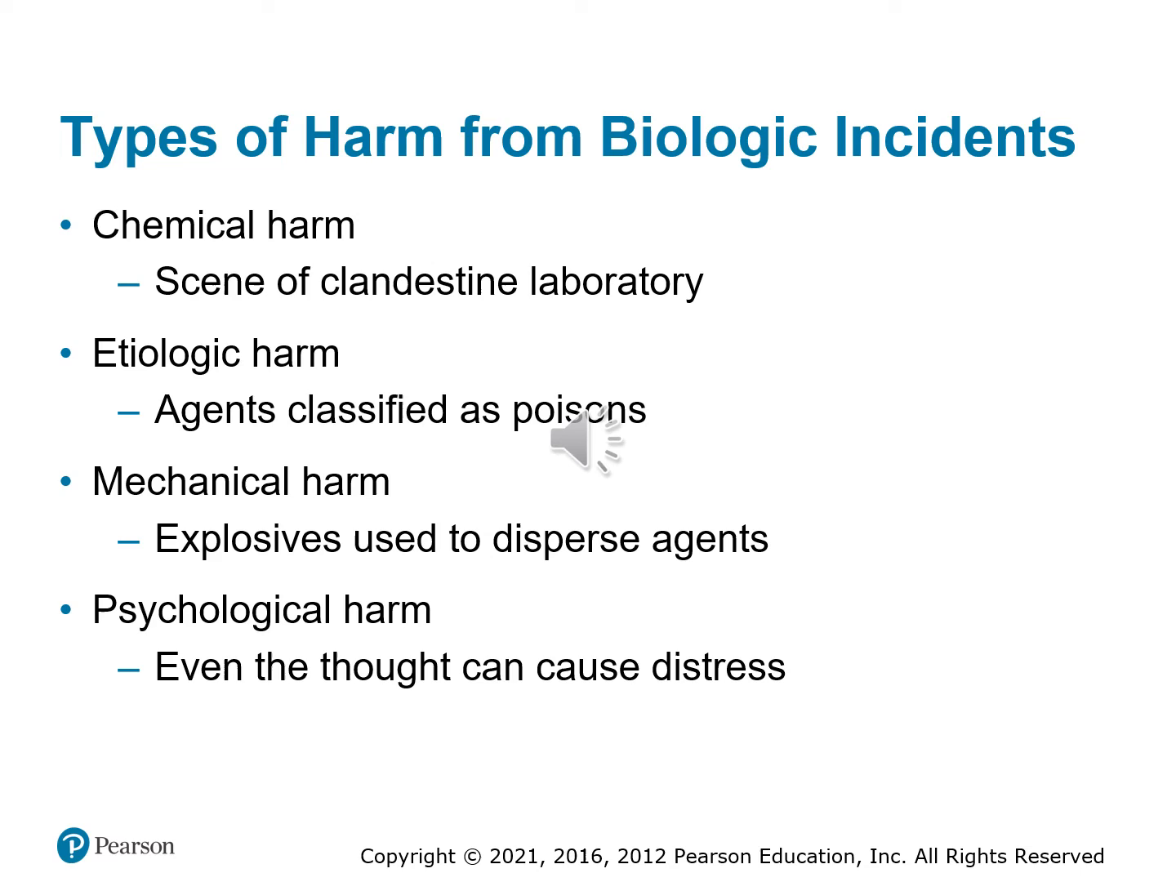And the harms that you need to be worried about with biological incidents are going to be obviously the chemical harm. The etiologic harm is actually going to be the primary type of harm. Then you have mechanical harm, and that's when explosives are used to disperse the agent. So it's not the agent that's causing you the harm, it's the explosion of them spreading the agent that's causing the harm. And then the universal harm is always that psychological harm.